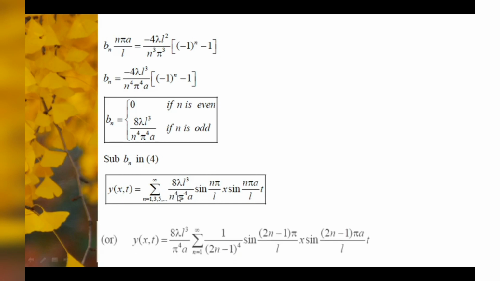See here, the summation is valid for 1, 3, 5 and so on to infinity. Suppose if we want to write it as n equal to 1 to infinity, we have to replace all the n by 2n minus 1. So this is the displacement required. So y of x comma t equal to 8 lambda L cube divided by pi power 4 into a summation n equal to 1 to infinity. I have replaced the n by 2n minus 1. So it is 2n minus 1 the whole power 4 into sine of 2n minus 1 into pi x by L into sine 2n minus 1 into pi at by L.